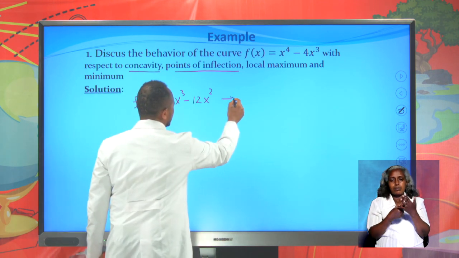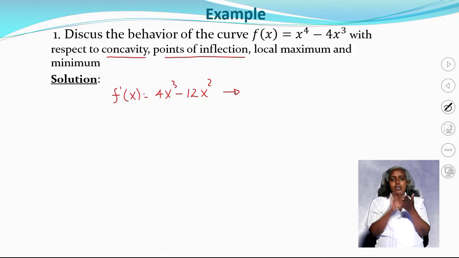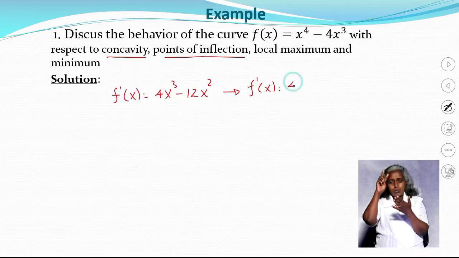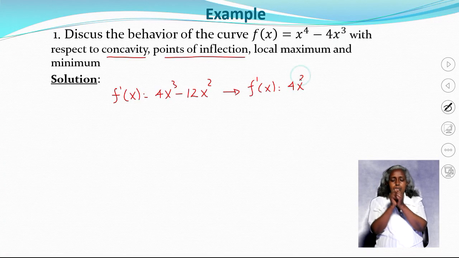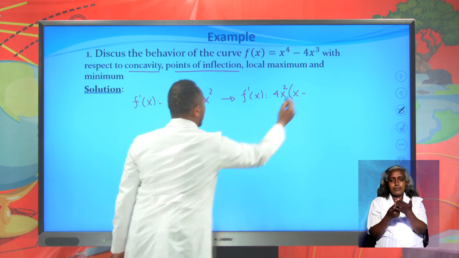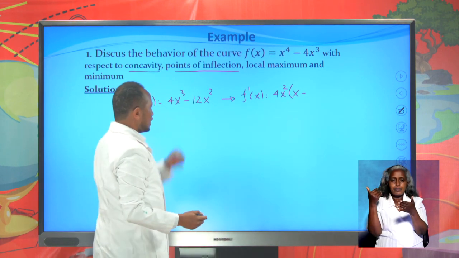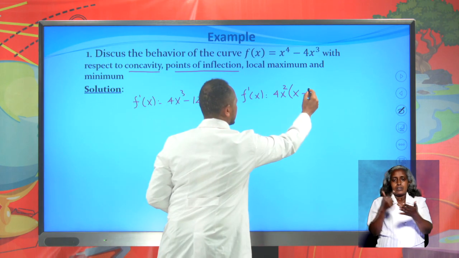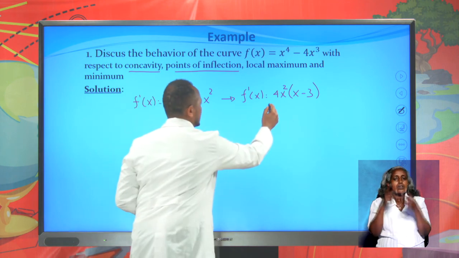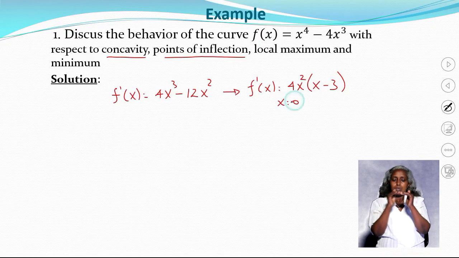From this, I can find the critical numbers. The first derivative of this function is equal to, let's take 4x squared as a common factor, 4x squared times x minus 3. From this, you can see that x is equal to 0 and x is equal to 3. These two are critical numbers.